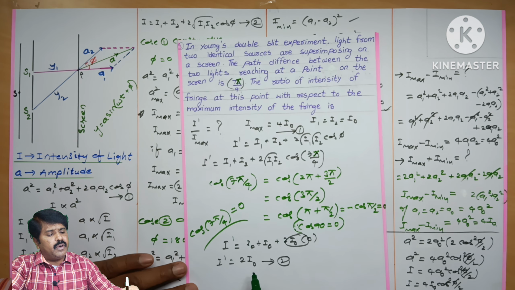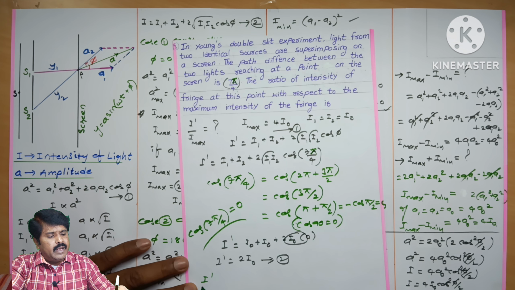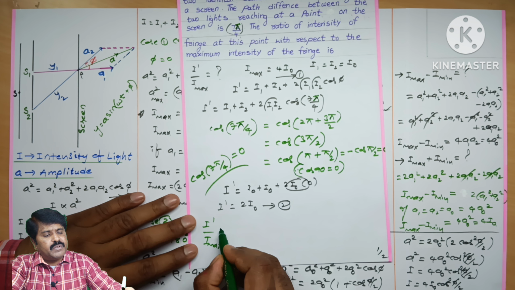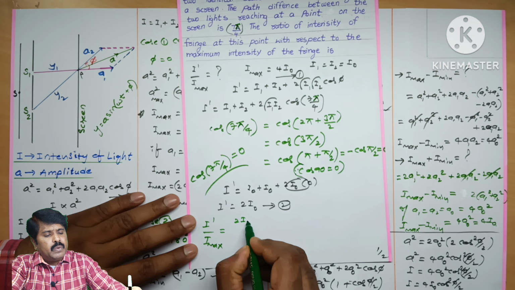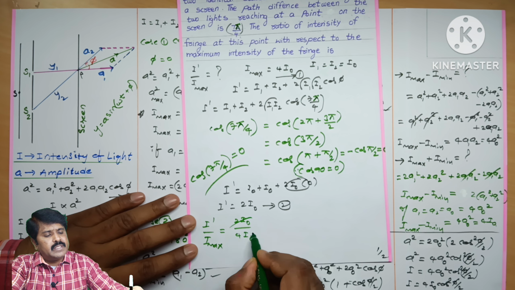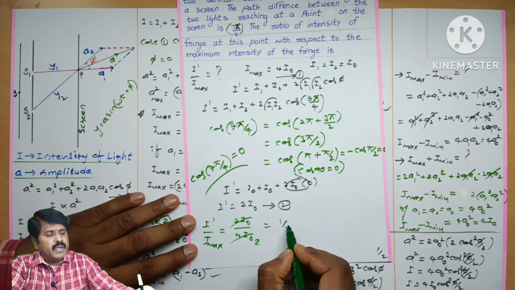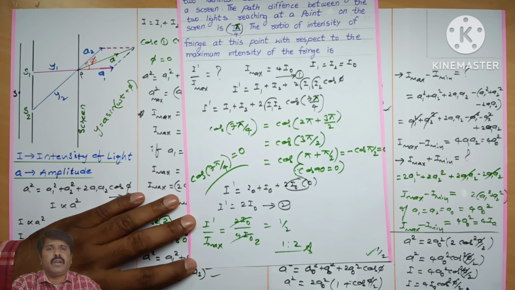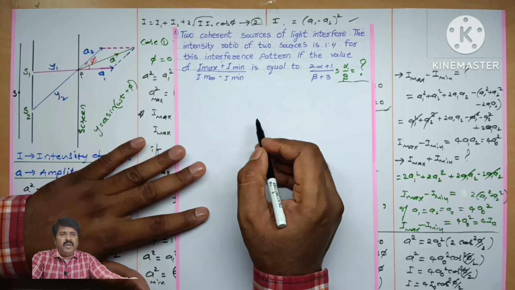So according to the question there, I dash divided by I max, which is equal to 2 I0 divided by 4 I0. So once 2 times, that is I am getting 1 by 2. So the answer is 1:2 for the given question. Correct only. Yes, now fourth question.